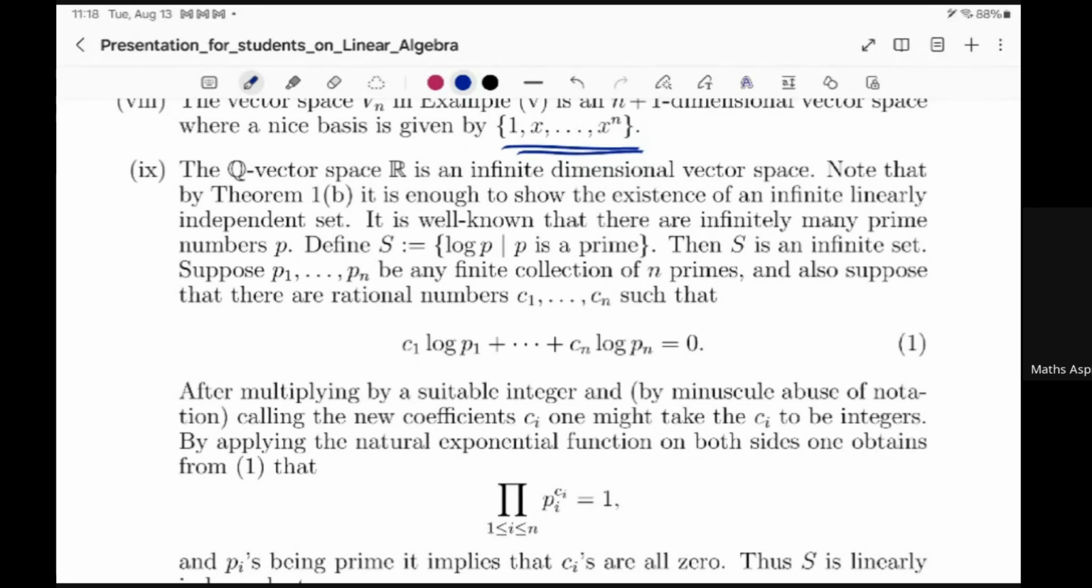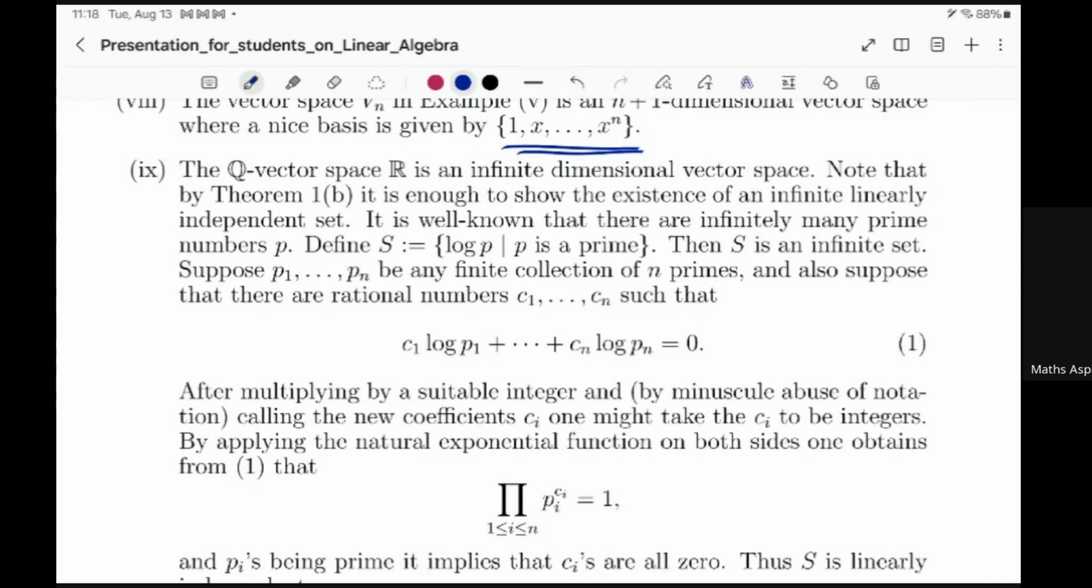So we are going to define a set S, which is the set of logarithms of primes. A logarithm of primes, a log of p. So when I say log, I actually mean natural log. Okay. And this is an infinite set. Well, why? Because the number of primes is infinite, as you all know, and log is a strictly increasing function. So none of the values in this set will be repeated, and hence it is an infinite set.